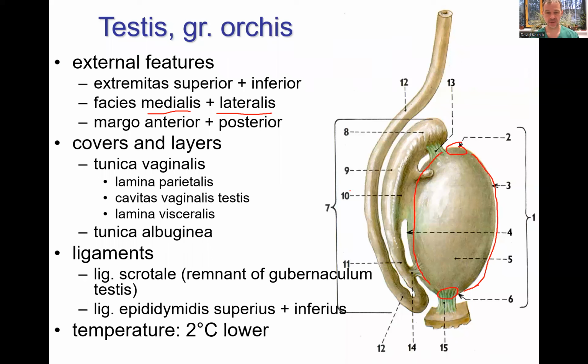The surface is quite smooth, and it is covered by peritoneum, a derivative of peritoneum. It is called tunica vaginalis, and it has got, as every serous membrane, two layers: a parietal layer, which forms the wall, and the visceral layer, which covers the testis itself. And in between is a cavity called vaginal cavity.